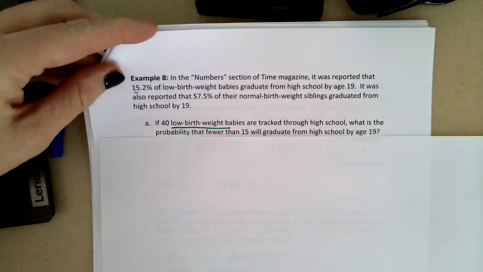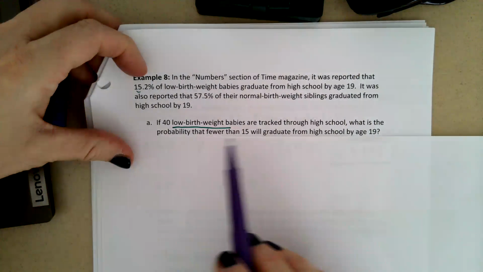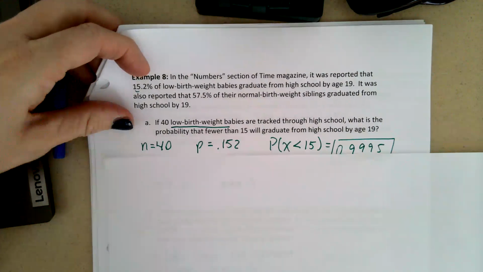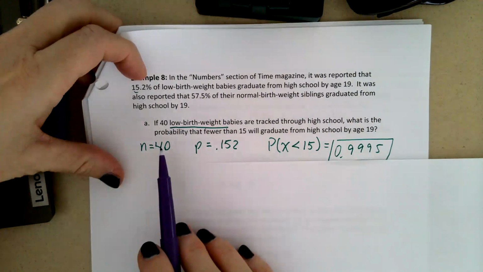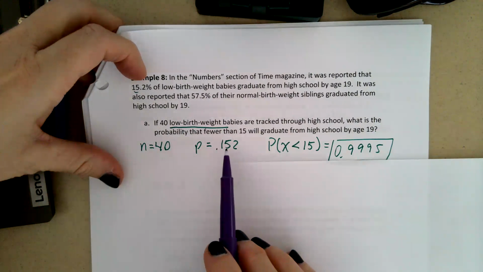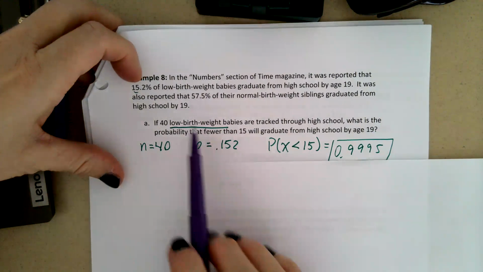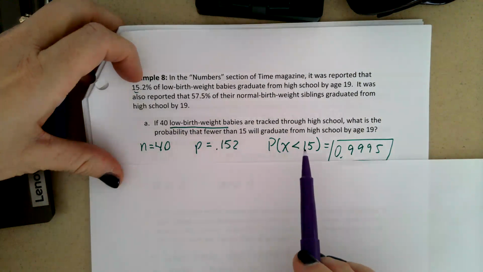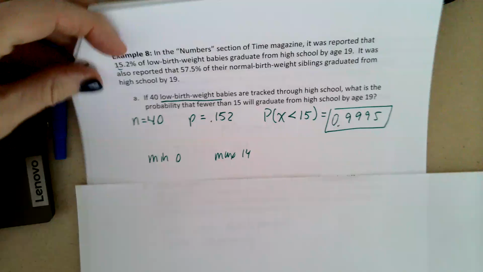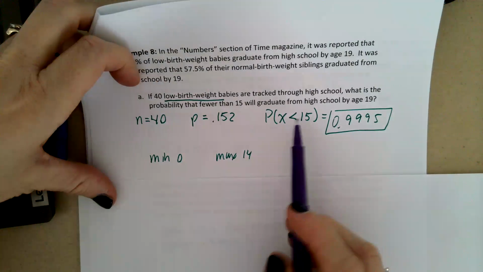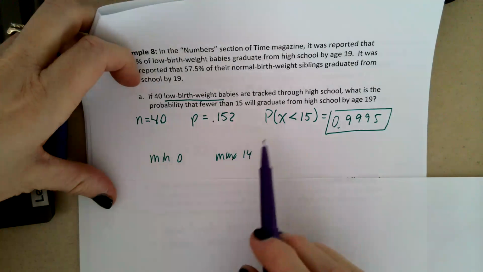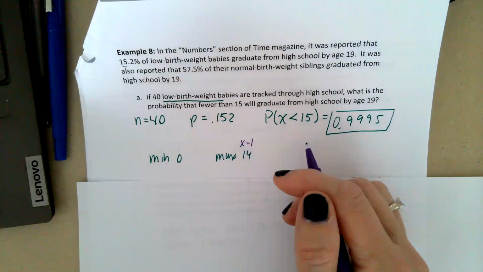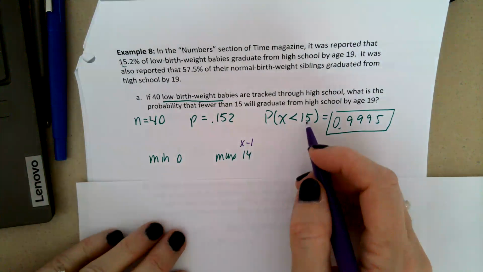So if 40 low birth weight babies are tracked through high school, what is the probability that fewer than 15 will graduate from high school by age 19? So there's our N. Our probability of success is 0.152 for the low birth weight babies. And we're doing fewer than, which is a strictly less than. So this time, it's a strictly less than. So our min is 0, and our max is X minus 1. Because we're not including 15.